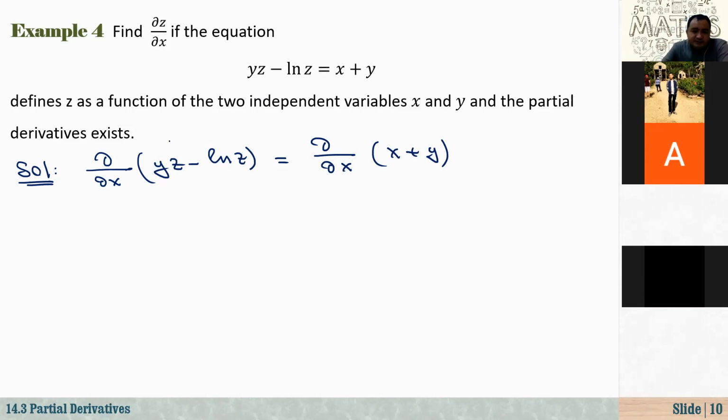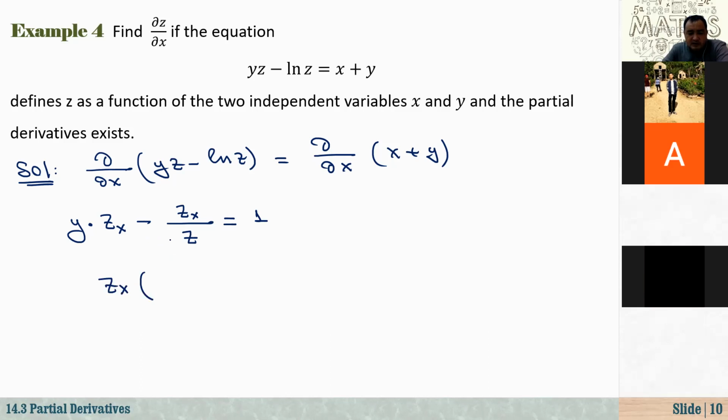That means it just produces another equivalent expression or equation. So if you differentiate y times z, we have the product of two things, right? First we differentiate y with respect to x, that's equal to 0, and then differentiate z with respect to x, so here we have y times zx minus, for natural logarithm of z, if we differentiate with respect to x, we have z prime, that is zx, because we are talking about partial derivatives. In the denominator, we have just z. On the right-hand side, the derivative of x with respect to x is 1, and y is 0.